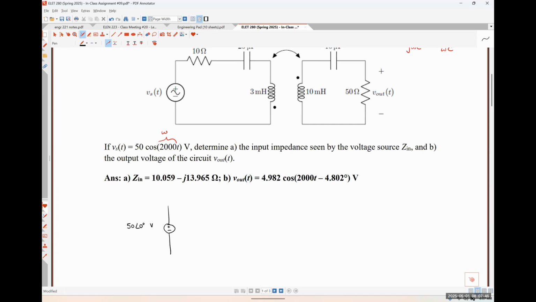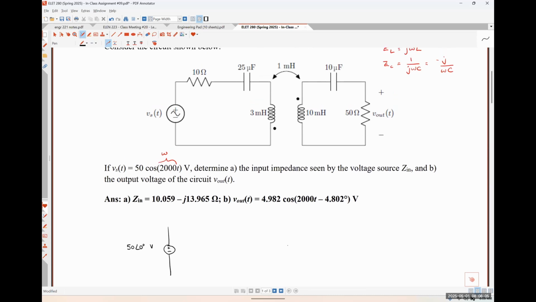There is no phase angle here, so that's just an implied plus 0 degrees. You might see something like 50 cosine 2000t plus 25 degrees, and then the phase angle would be 25. This is plus 0. Since the impedance of a resistor is just the resistor value itself, that 10 ohm resistor continues to look like a 10 ohm resistor.